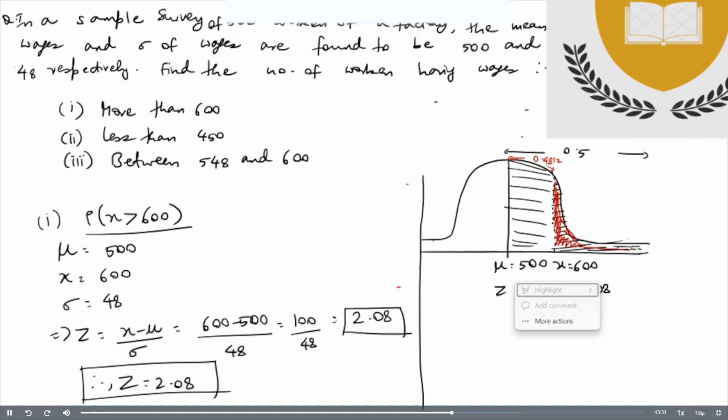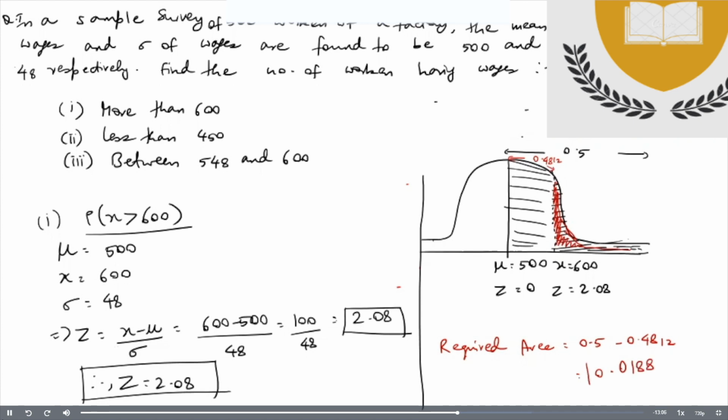Now I know that this area is 0.4812, and the whole half area is 0.5. The required area is equal to 0.5 minus 0.4812. So I take 0.5 and subtract 0.4812 and I get 0.0188 as the required area to the right. Where is it required? It is more than 600. That area is 0.0188. Till here, are you all clear?